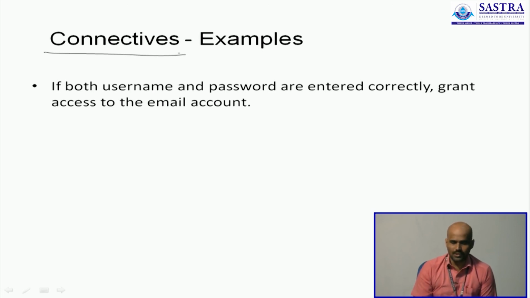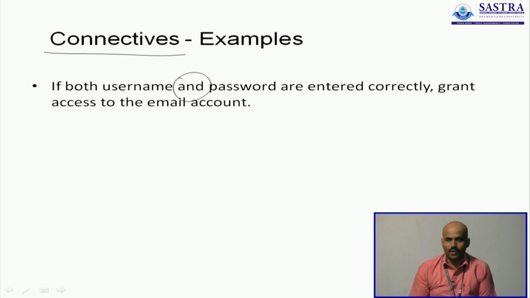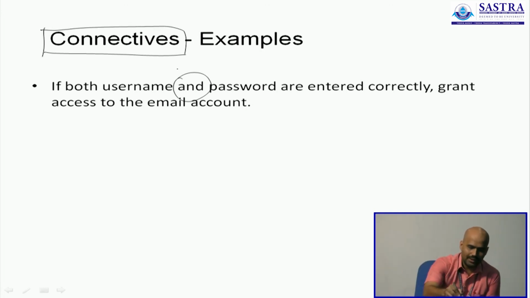If both the username and the password are entered correctly, then we get access to the email account. This is where you combine two pieces of information, one about the username and one about the password. You're combining both. And how are you combining them? You want both of them to be right. So one statement is about the password, and the other statement is about the username. And how do I combine both? How does the processor or the compiler combine both these statements? It's by using this idea called a connective.